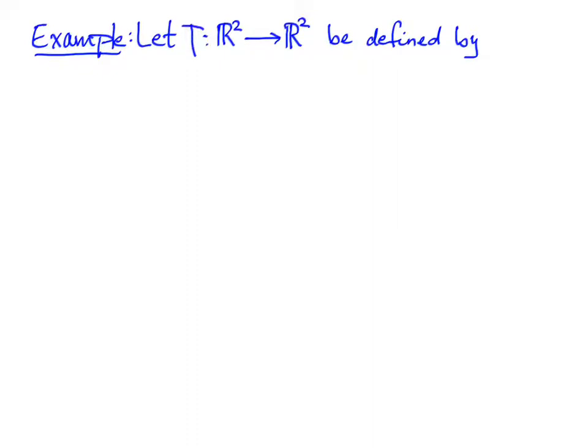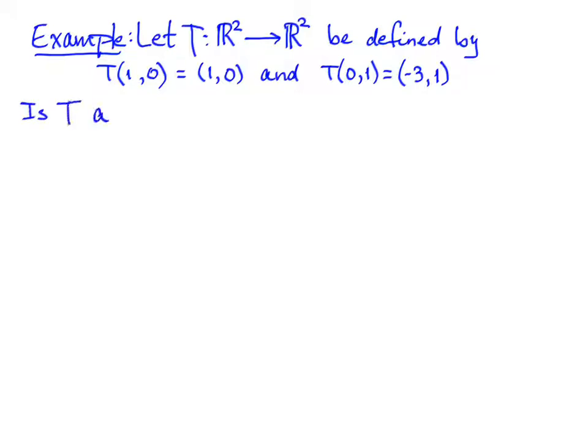T goes from R2 to R2, and let it be defined this way. T of the vector 1, 0 is just going to be 1, 0, so it's a fixed point. And T of 0, 1 is -3, 1. So let's figure out, is this going to be a shear or an expansion?